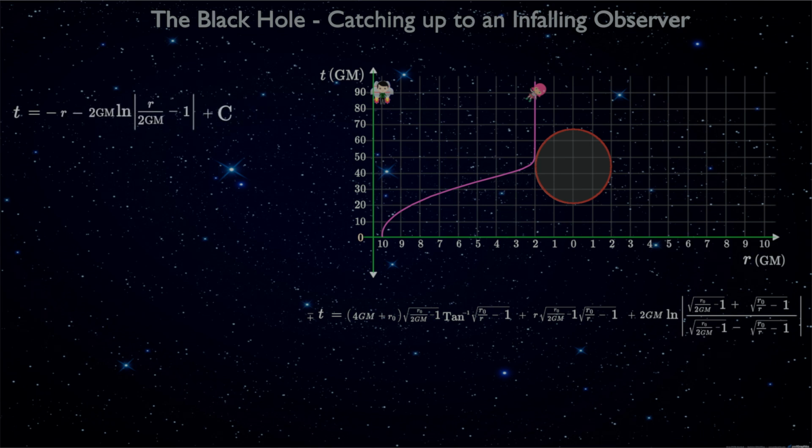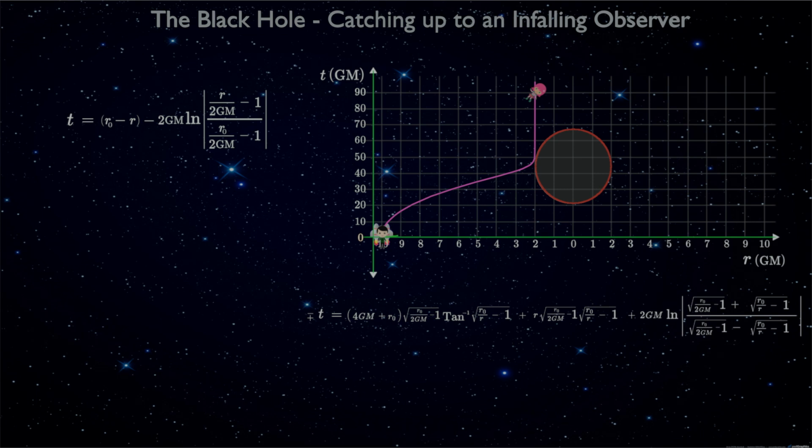Now let's find out the constant of integration by setting t equal to 0 when r equals the original position r0. Let's substitute this back into the original equation for Tom's time. This is the final expression for Tom's trajectory. Let's plot it in green on the graph.